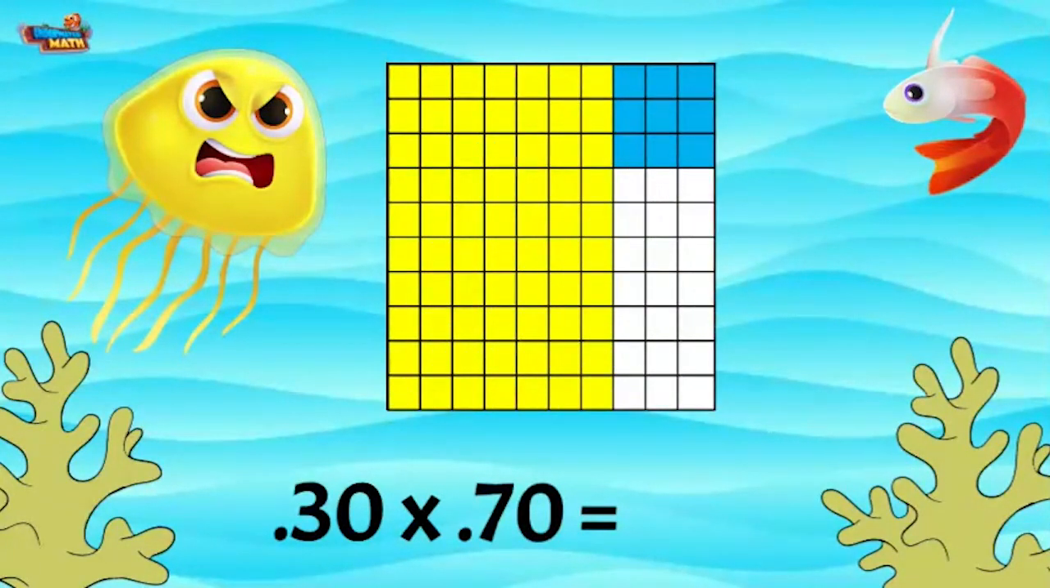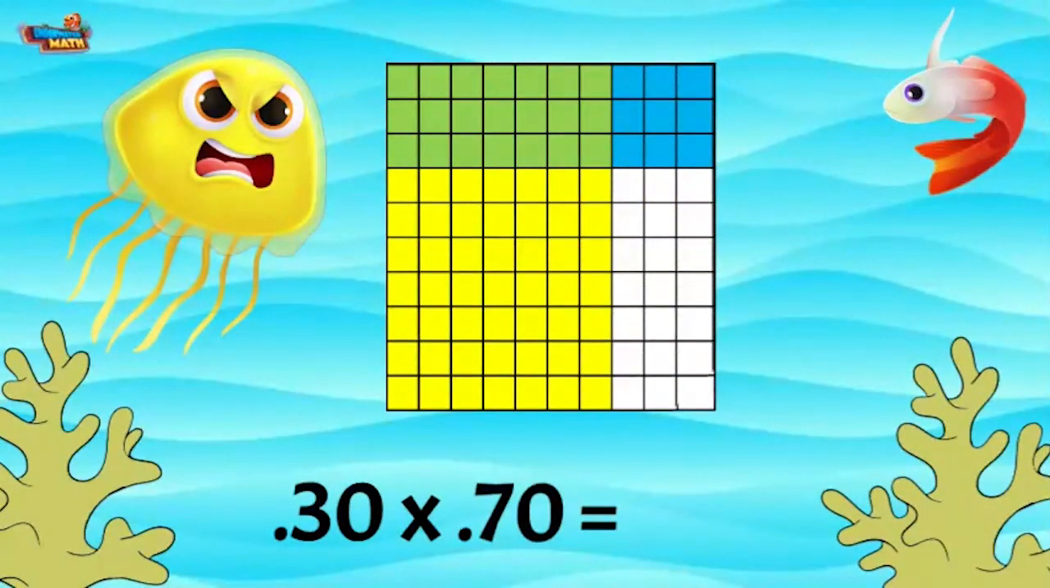Now I am going to change the colors of the squares that overlap to green. The green section represents the product of the 30 hundredths and 70 hundredths. I counted them up and got 21 squares or 21 hundredths.